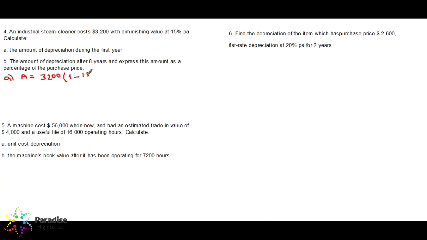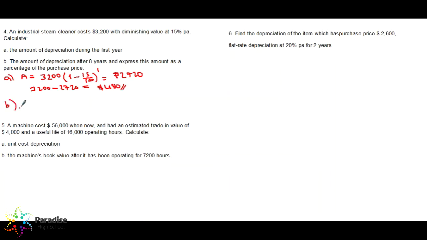15%. 1 minus 15 over 100. It's going to be only 1 year. So 3,200 times 0.85. That makes 2,720. Are they asking the book value? No, they are not asking the book value. Amount of depreciation. So this is going to be 3,200 minus 2,720. It's going to be $480. That's the amount of depreciation.